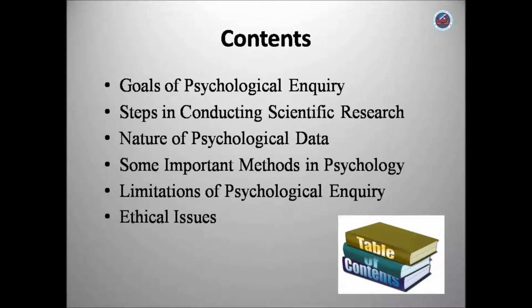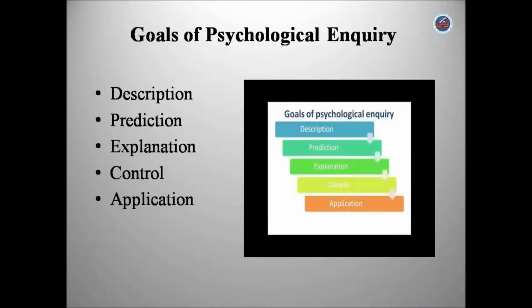The topics which we are going to discuss today are goals of psychological inquiry, steps in conducting scientific research, nature of psychological data, some important methods in psychology, limitations of psychological inquiry, and the last one will be ethical issues. Let us study about the goals of psychological inquiry.